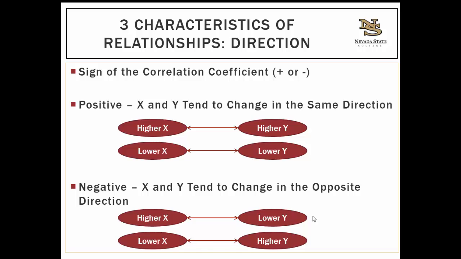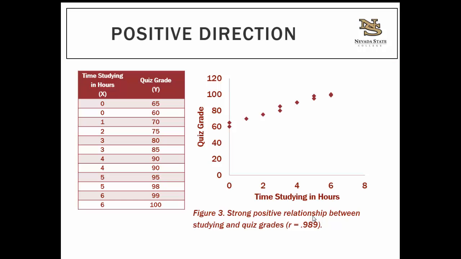Now let's look at class absences and quiz grades. Those who miss more class, have more class absences, tend to have lower quiz grades. Those who have fewer class absences tend to have higher quiz grades. It's an opposite change, right? Higher X, lower Y, we have a negative relationship.